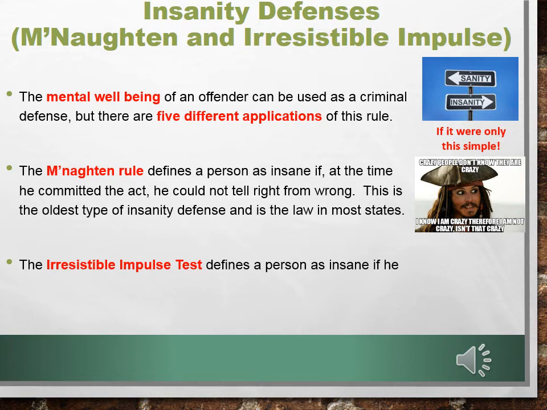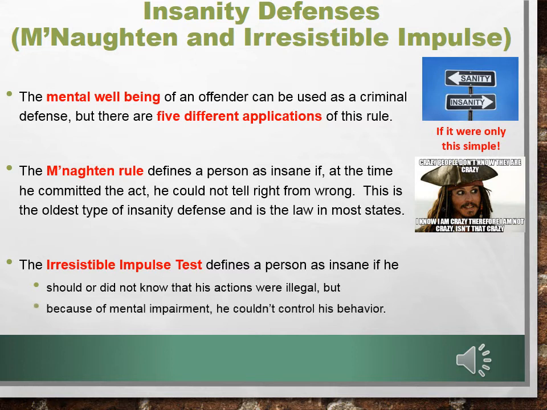We move a little bit off the McNaughton rule when we talk about the irresistible impulse test. This defines a person as insane if he should or did not know that his actions were illegal. So you can even know that you are committing a crime, but because of mental impairment, you couldn't control your behavior. You had an uncontrollable urge or an irresistible impulse because of a mental deficiency that caused you to commit the crime. Go to the next slide.